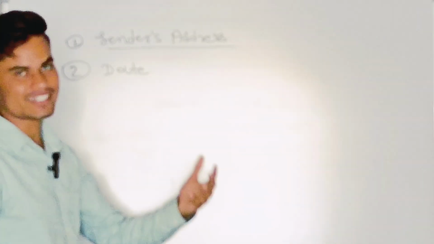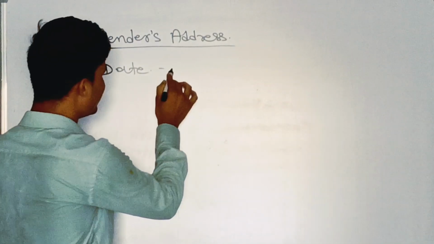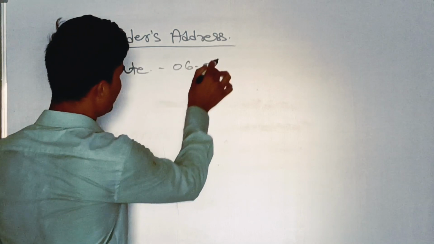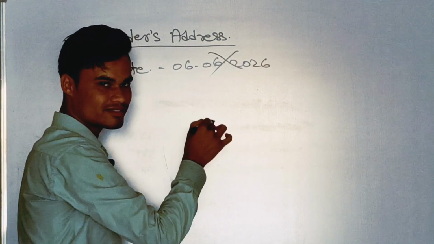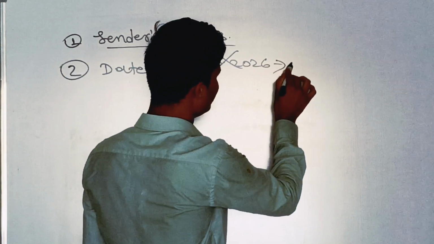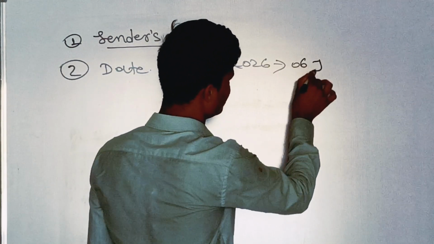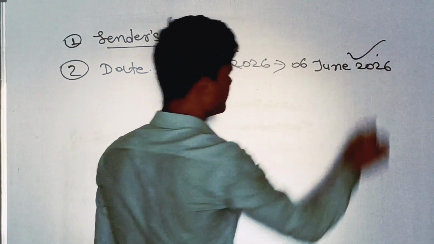Date, how to write a date? I have already told you in my last class that if you write the date just like this, it is the wrong pattern. So you will have to write it just like this pattern. Clear?